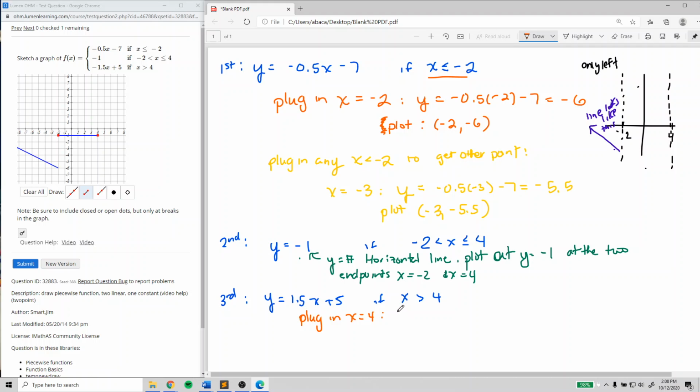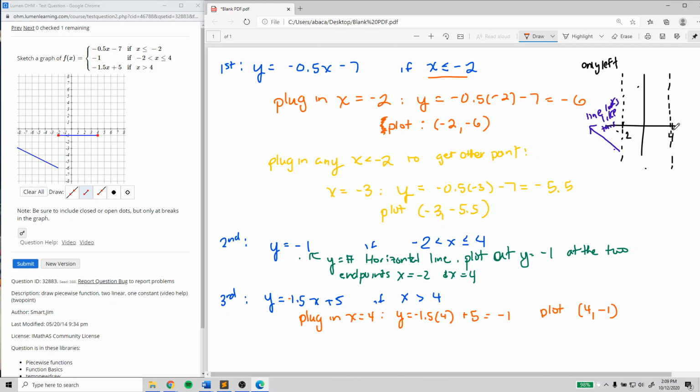So when we plug in x equals 4, we get y equals, I forgot my negative sign here, -1.5 times 4 plus 5. -1.5 times 4 is -6, plus 5 is -1. So that gives us a point to plot at x equals 4 and y equals -1.